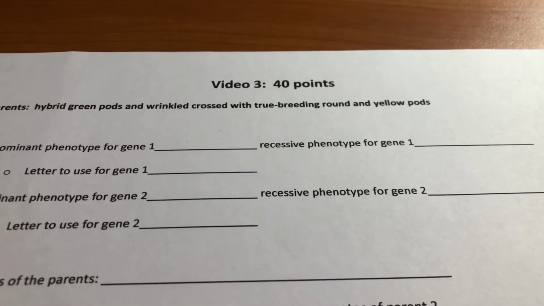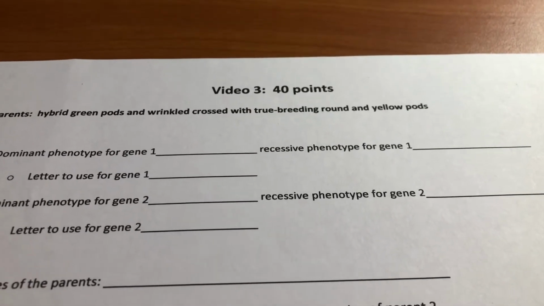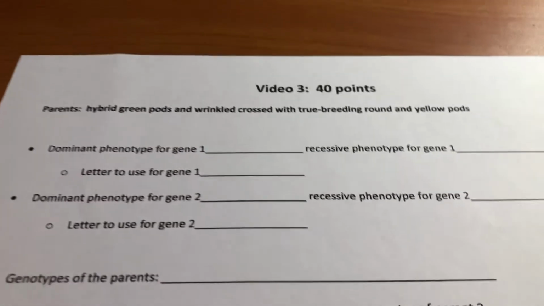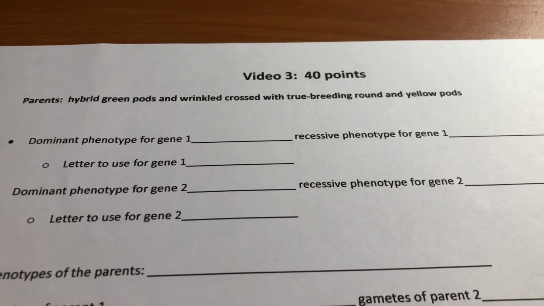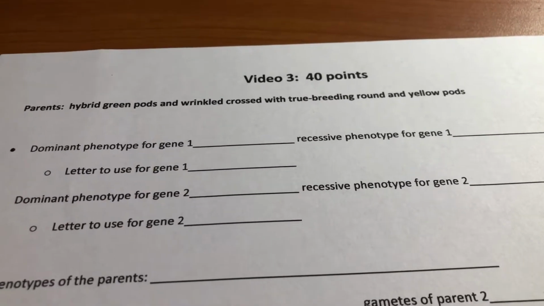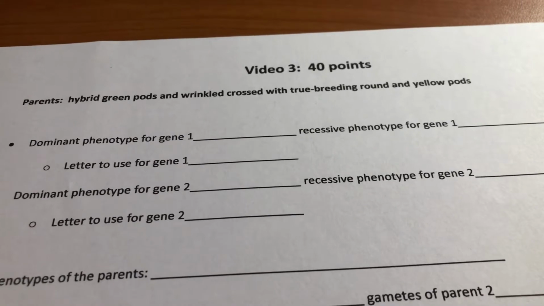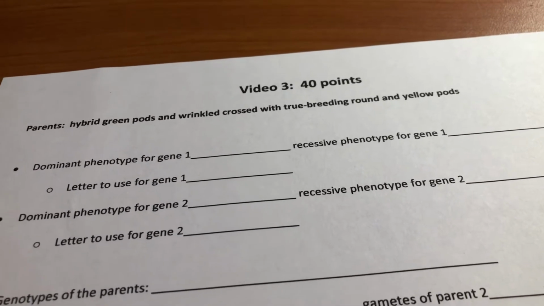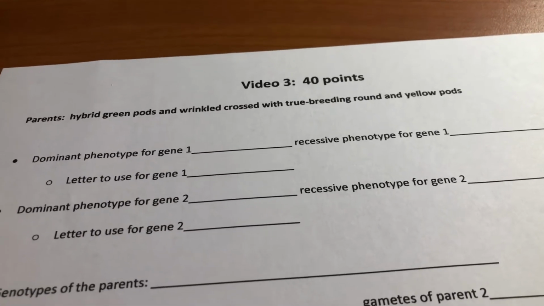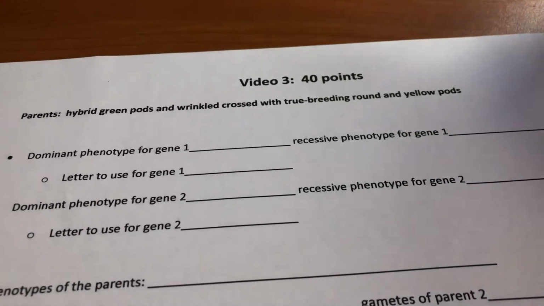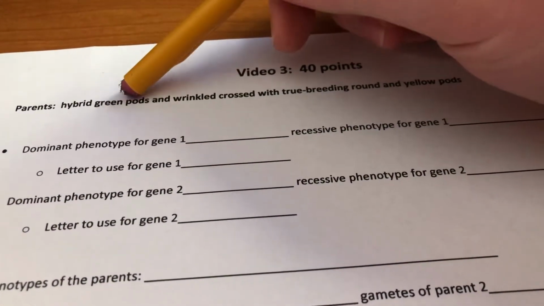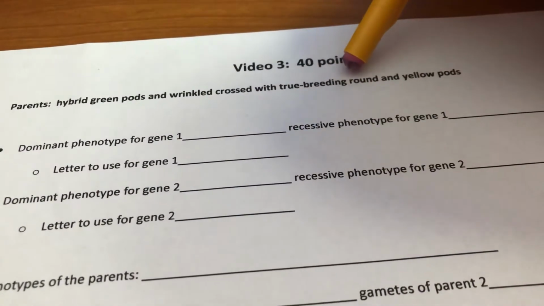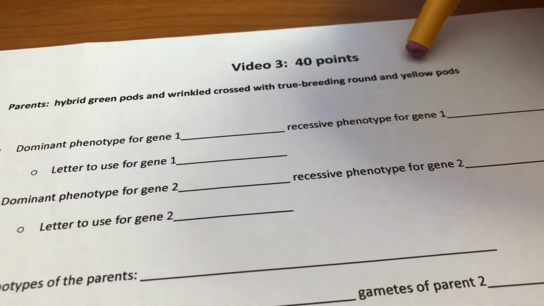We are back for the third and final video of today, and this is Punnett Square number 3. Now, as you can see here, like in the last video, we have our parents up top, but unlike the last video, we have words describing the parents instead of the actual letters, describing it with the phenotypes. So as you can see here, we have hybrid green pods and wrinkled crossed with true breeding round and yellow pods.